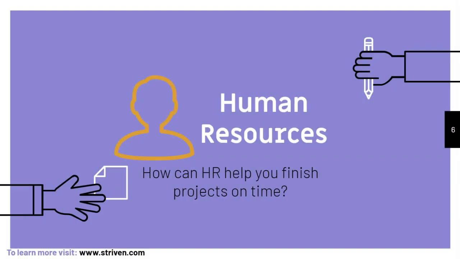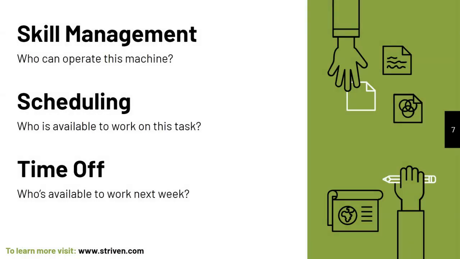Let's start with human resources. How can HR help you finish projects on time? Well, number one is skill management. Have you ever encountered something that needed a particular skill to complete? Maybe someone needs to be certified to use a machine like a jackhammer, or maybe you just need a CPA. Making sure you have the right person assigned to the right task is an integral part of project management.